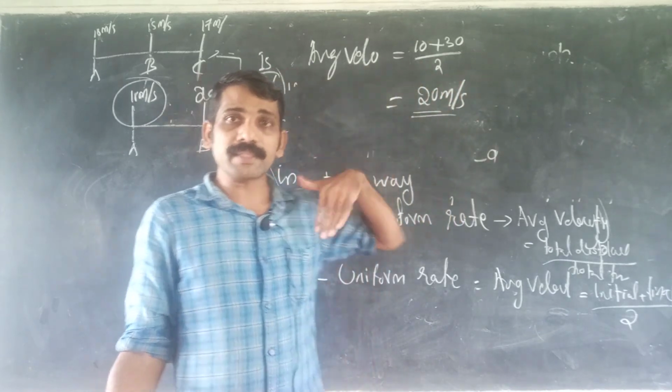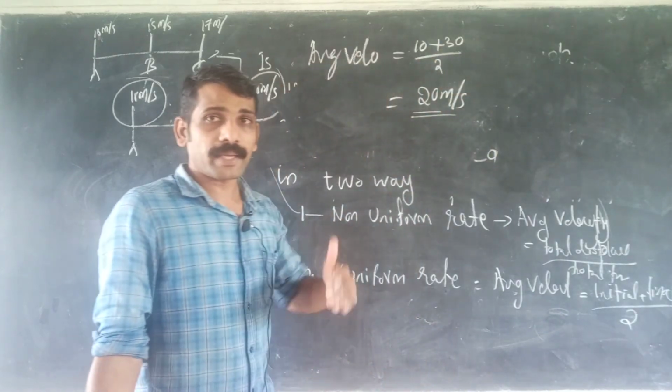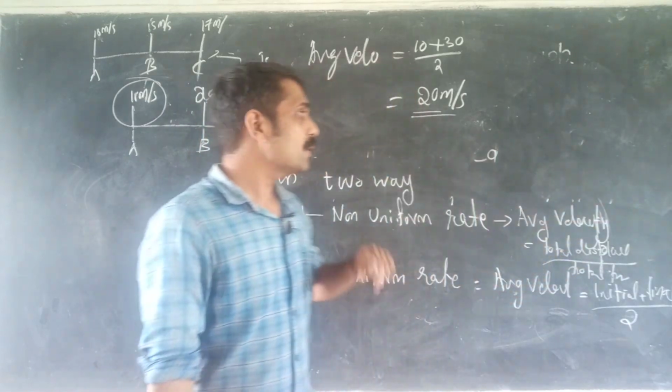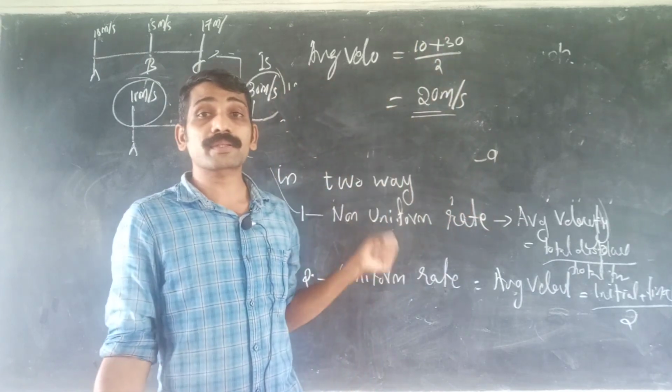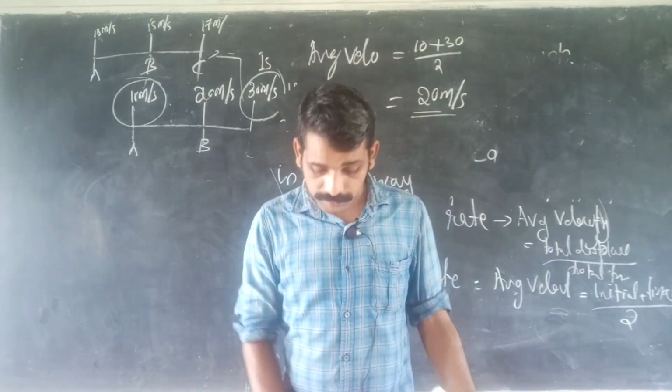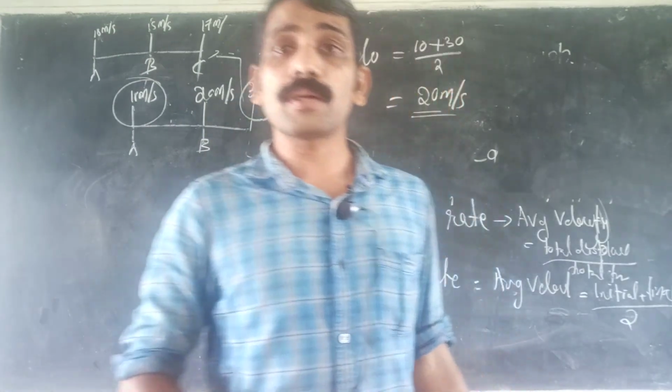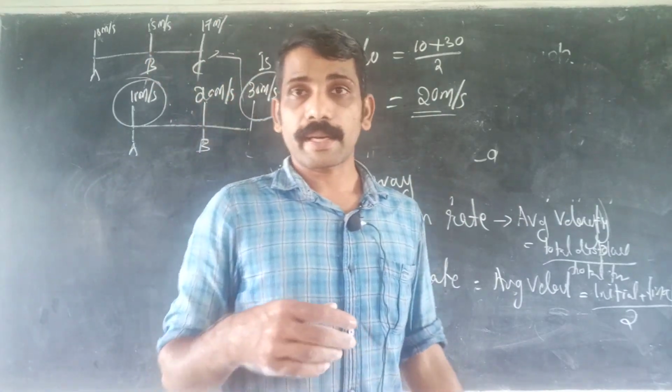If the velocity is changing in uniform rate, like 10, 10, 10 or 5, 5, 5, then the average velocity is found by initial velocity plus final velocity by 2. So next we have to do some problems, that we will study next class.